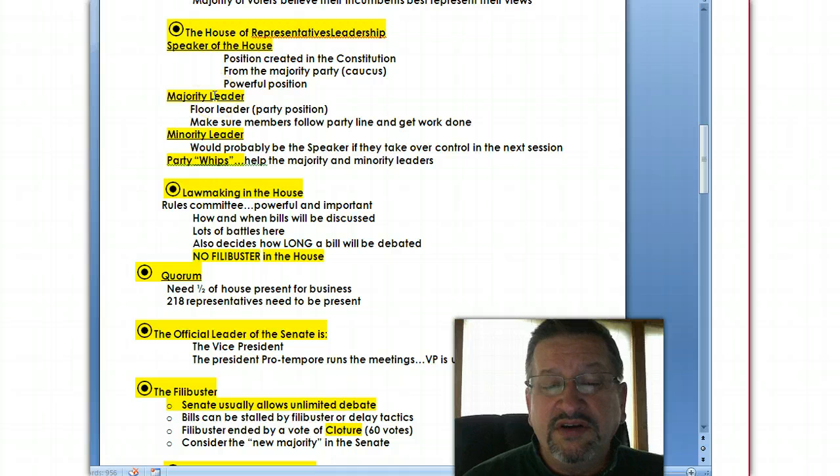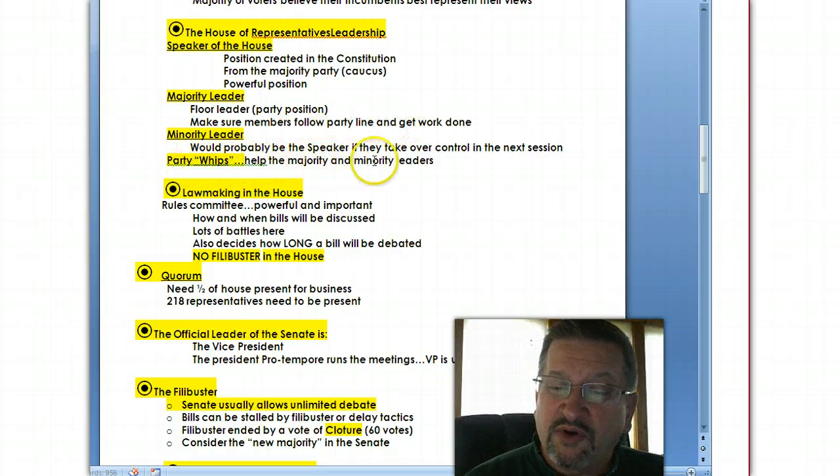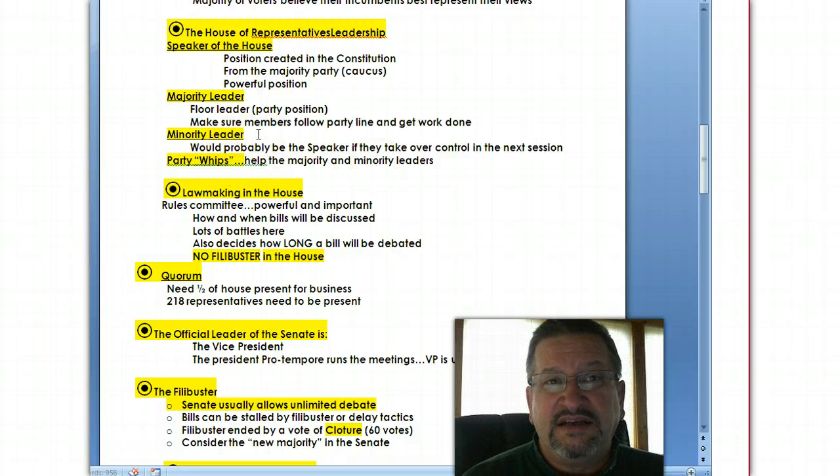The majority leader is the person that assists the Speaker, and they make sure that the people follow party lines, just like the party whips do. Both the majority and minority have a party whip. And the minority leader is the leader of the party that is not in control of the House or Senate at that time.